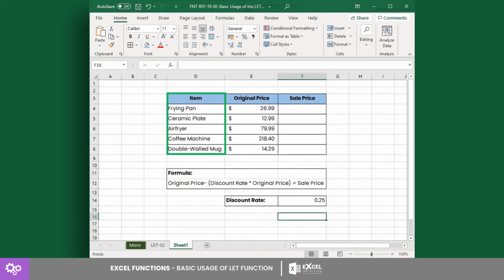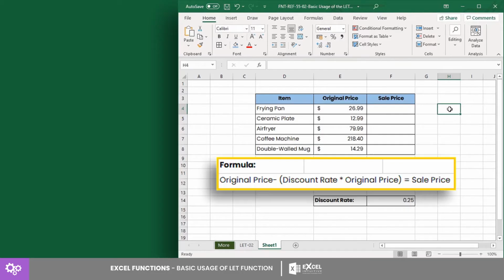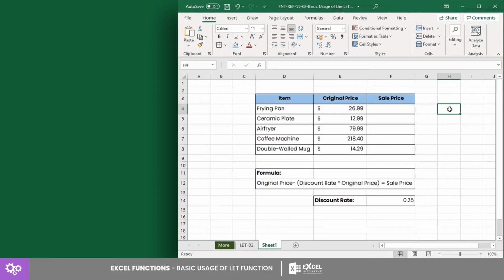Here we have a list of items with their respective prices. And we wish to calculate their sales prices after applying a 25% discount rate. To start, recall that the sales price equation is given by. And to show how the LET function works, let us first identify the necessary variables from the sales price equation.